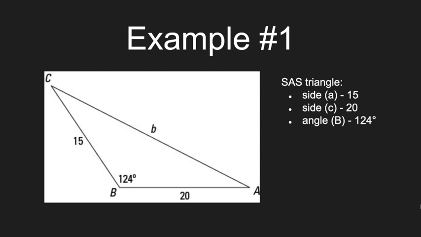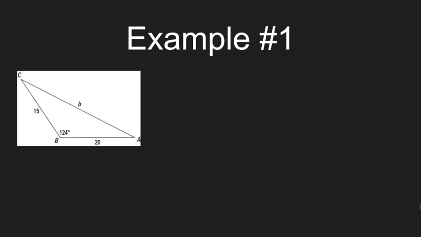First, we have an SAS triangle. Side a is 15, side c is 20, angle B is 124 degrees. Say we want to find the measurement of side b. The first thing you would have to do is find what equation you are using. Since we are looking for side b, we use b squared equals a squared plus c squared minus 2 times a times c times the cosine of angle B.